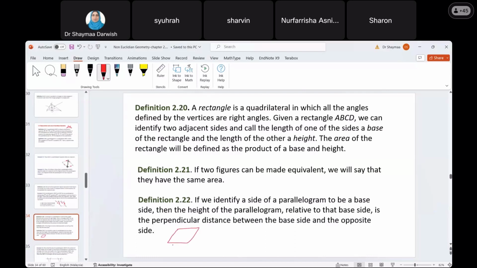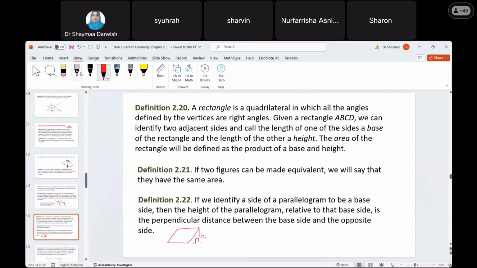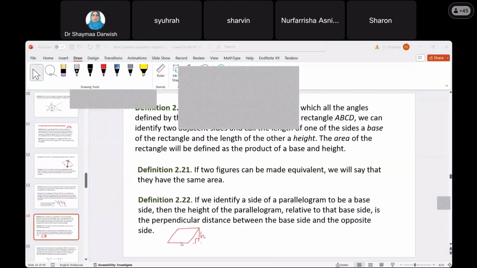So this is just a general parallelogram. Choose one side and call it the base. So the height will be the distance from the opposite vertex to this base. This is what we call the height, the definition of the height. So in a general parallelogram, if you choose one side as a base, then the height will be the perpendicular distance from the opposite point to that base. The height relative to that base is the perpendicular distance between the base and the opposite side.